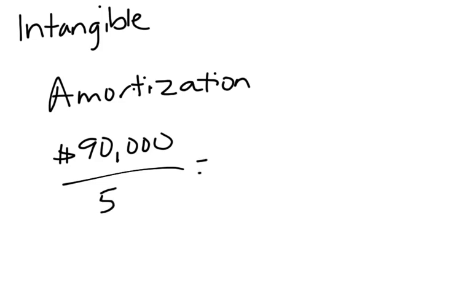It looks similar to straight line depreciation. So let's say that you had a patent and it cost you $90,000 to develop this patent. Or let's say you didn't develop it. Let's say that you purchased an existing patent and the cost to you was $90,000. And let's say that patent has a life left of the 5 years that we talked about before. So that means that we're going to amortize $18,000 per year.